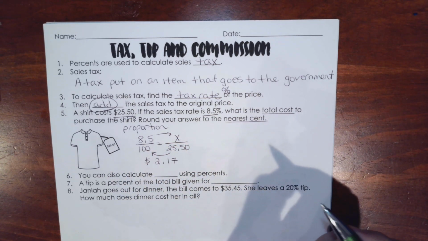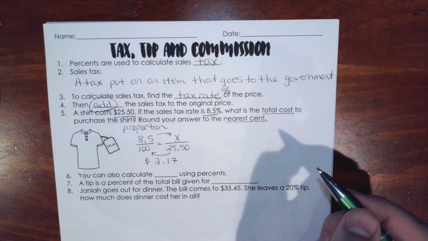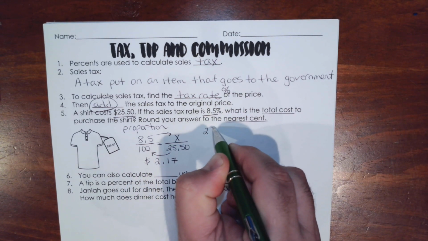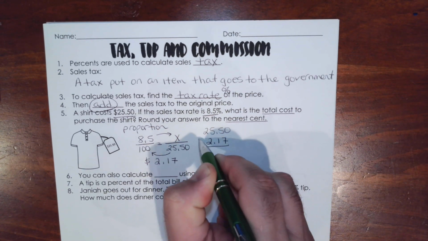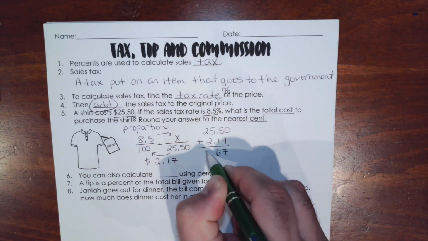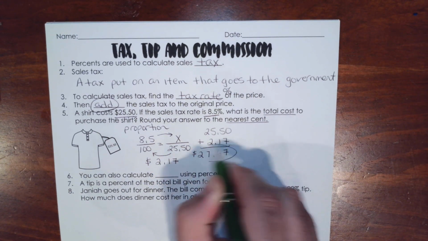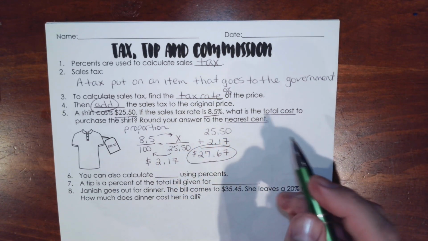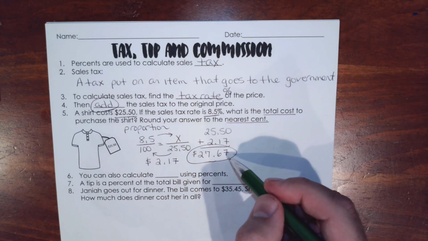$2.17. Now, a lot of people would stop and say that that's the answer, and they would circle that, but they would be wrong. This is the tax, so the tax gets added on to the price. So we have to add the tax onto the price for the shirt. That is what we can circle. And if you make a mistake during this work, this is probably going to be your mistake, is you're going to forget to add the tax onto the cost of the item to find the total.